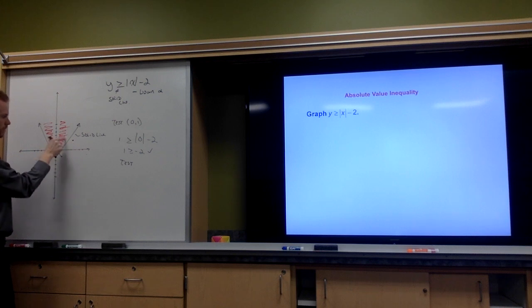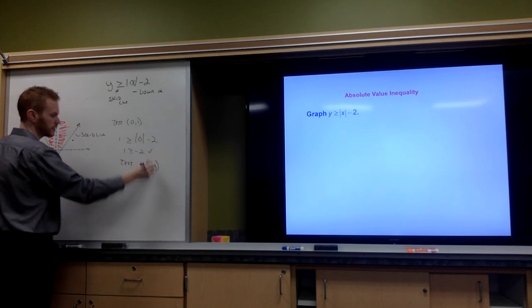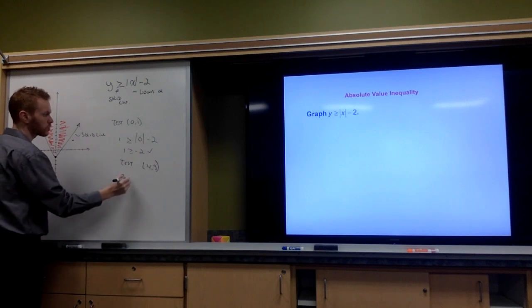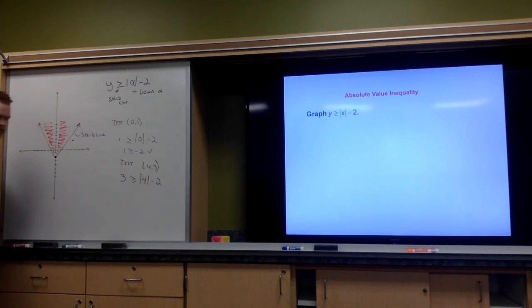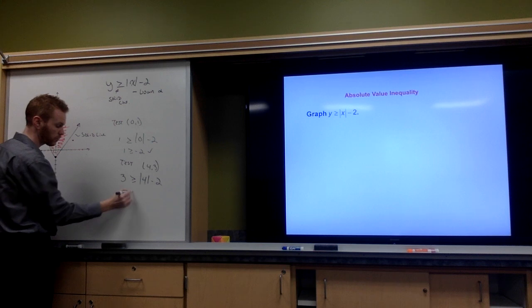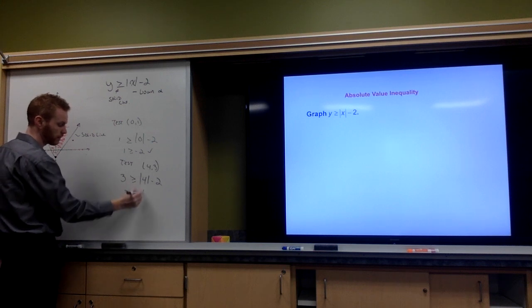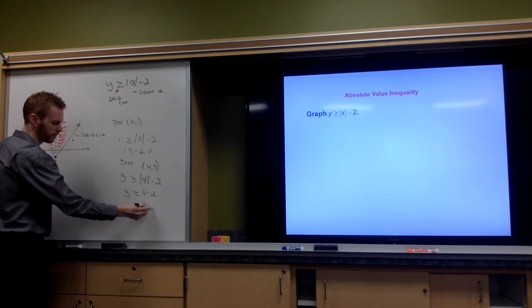Why is this not bigger than this? So 1, 2, 3, 4, 1, 2, 3. So 4, 3. Let's test that one out. Is 3 greater than or equal to the absolute value of 4 minus 2? We're going to test another point just to prove that this is the correct shading. This shouldn't work because we went outside. 3 is greater than or equal to 4 minus 2? Is 3 greater than or equal to 2?